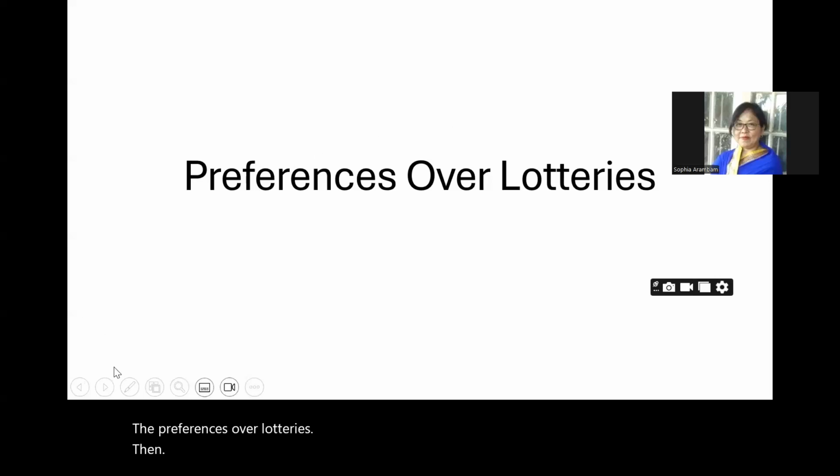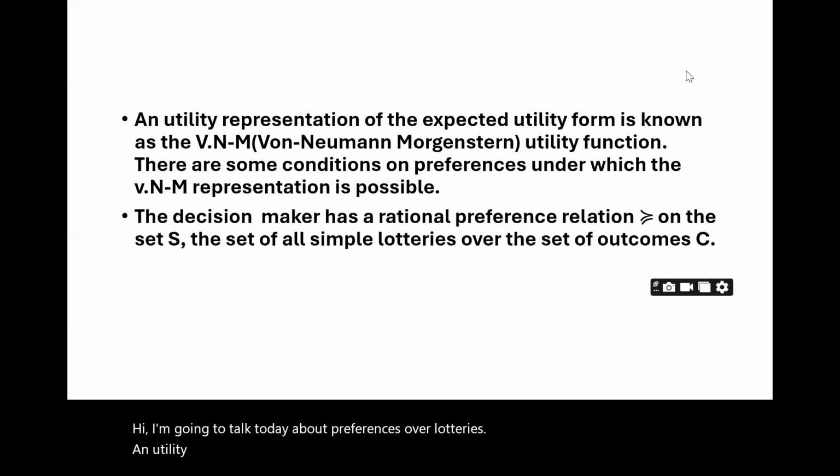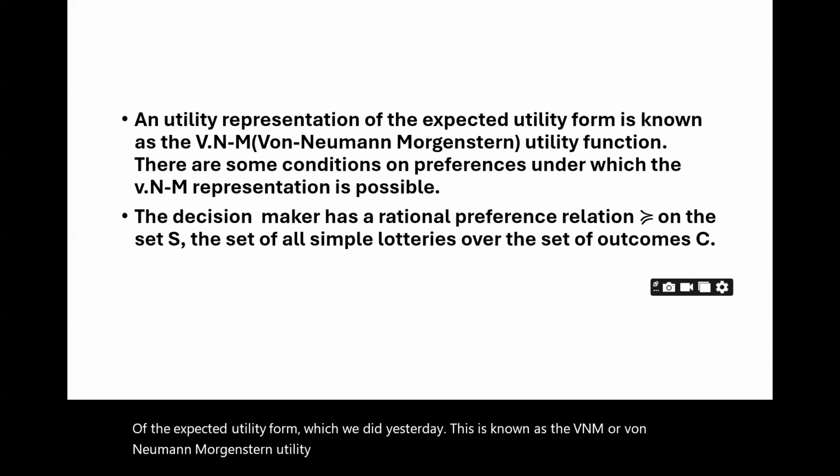Hi, I'm going to talk today about preferences over lotteries. A utility representation of the expected utility form, which we did yesterday, is known as the VNM, or von Neumann-Morgenstern, utility function. There are some conditions regarding preferences under which the VNM representation is possible.